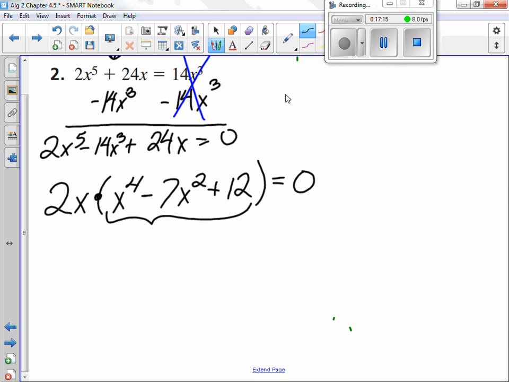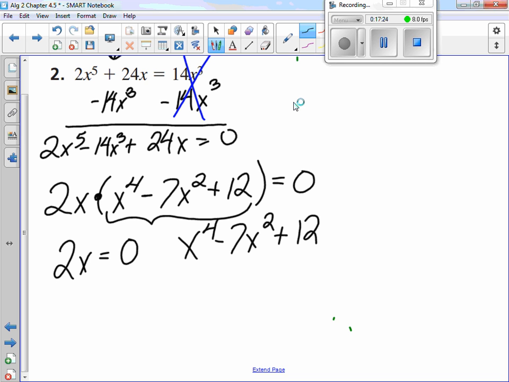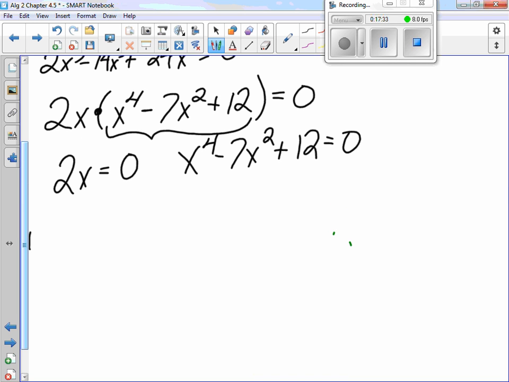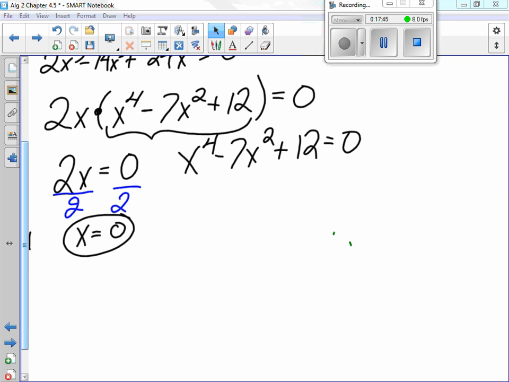Now, one of the things I know is that these two here are being multiplied together. So because of the zero product property, I can split these apart. Now, 2x equals 0. Well, this one here is not bad because we can divide both sides by 2 and get x is equal to 0. So that's not bad. But the x to the 4th minus 7x squared plus 12, that one's a little challenging, yes?